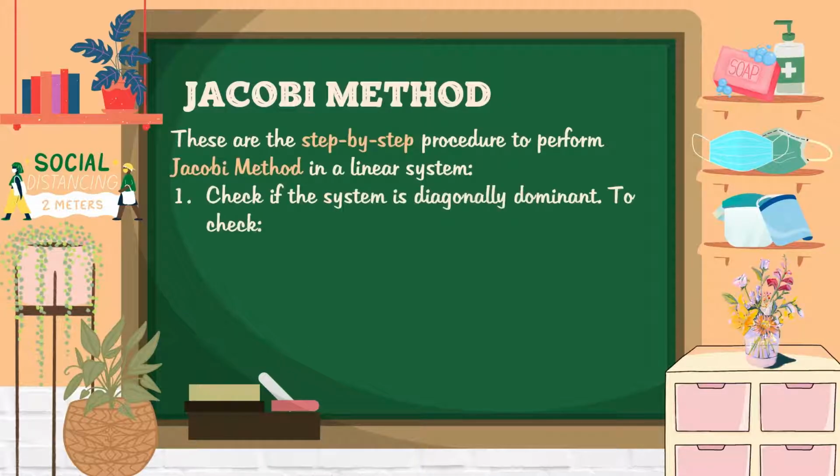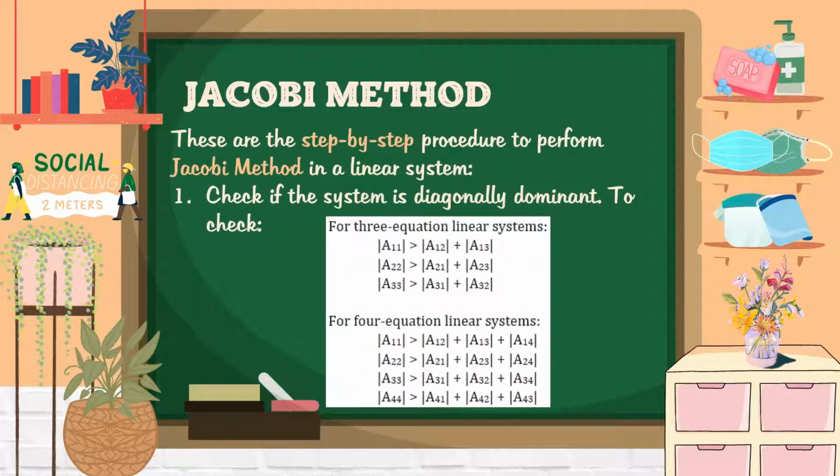First, we need to check if the system is diagonally dominant. To check a three-equation linear system, we must check that a sub 1,1 is greater than a sub 1,2 plus a sub 1,3, and a sub 2,2 is greater than a sub 2,1 plus a sub 2,3, and a sub 3,3 is greater than a sub 3,1 plus a sub 3,2. For a four-equation linear system, it is similar; there is just an increase in the elements to be summed up and compared against the diagonal elements of the matrix.